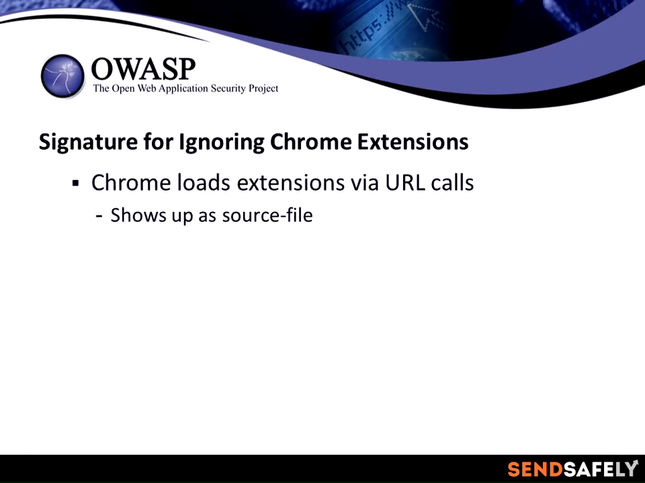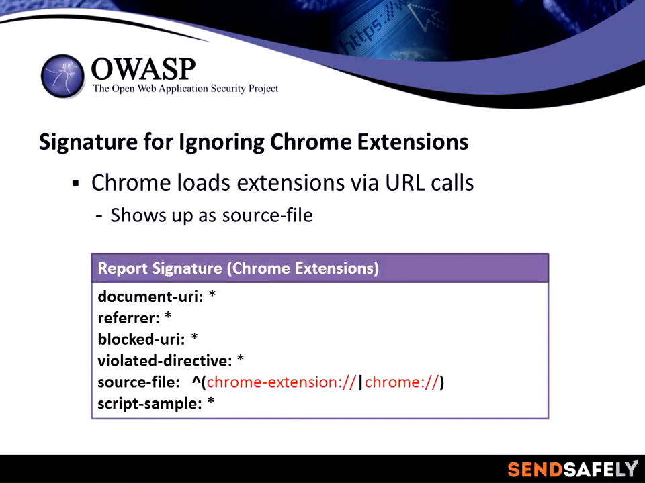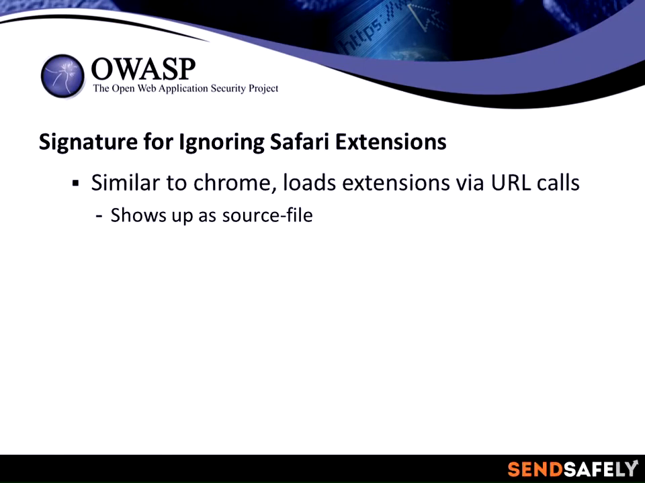So let's look at the different browsers here. As you've seen, Chrome loads their extensions via URL calls, so it shows up as a source file. We could easily create a regular expression that just checks if the source file starts with chrome-extension, and if it does, we mark it as a false positive. We still log all of them, so we can keep an audit trail of it, but we mark it differently so we can at least do some searches and filter out the false positives.